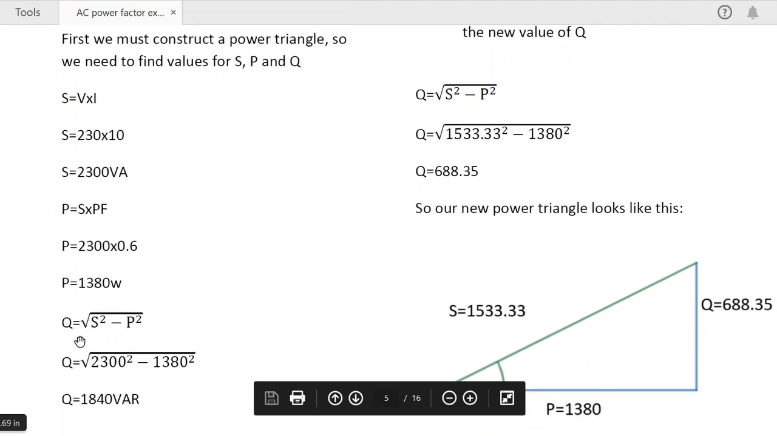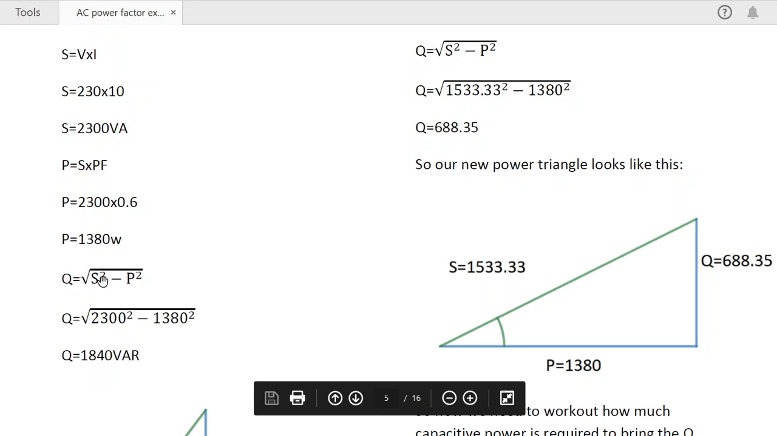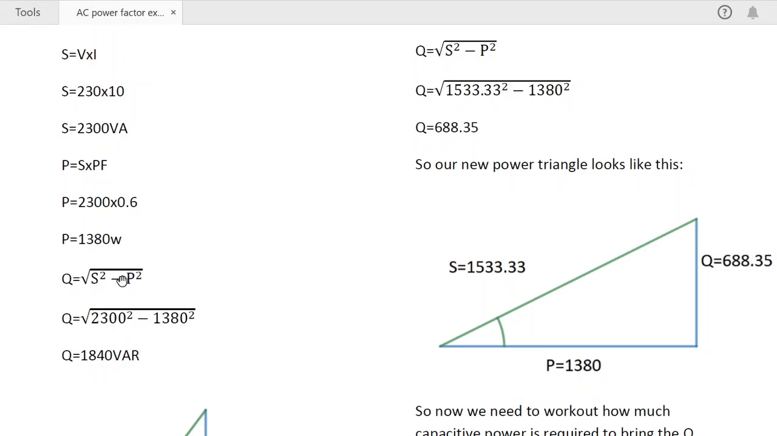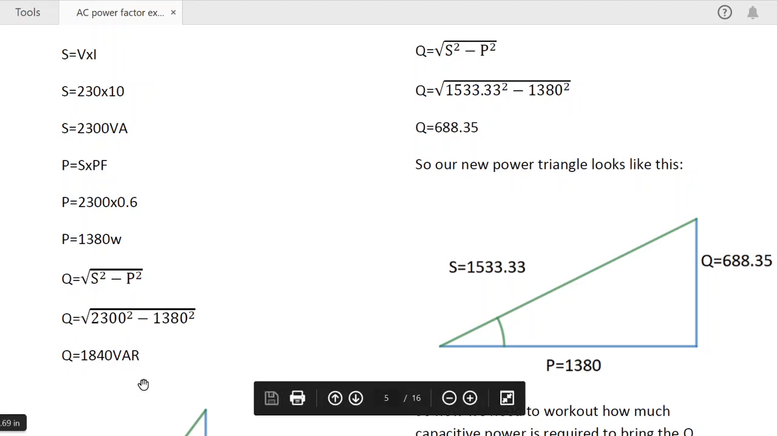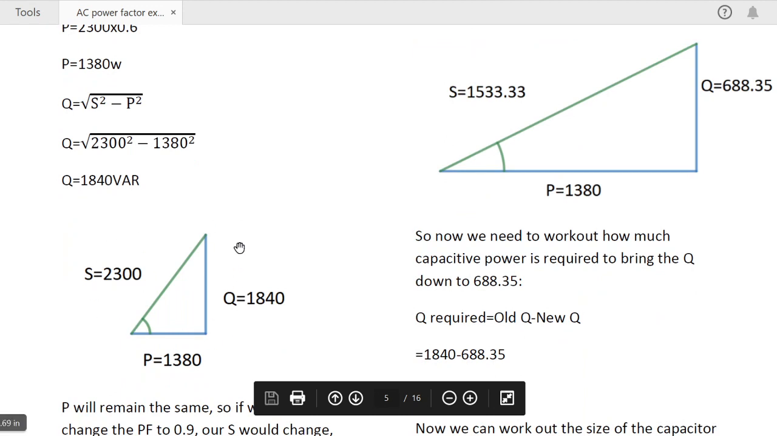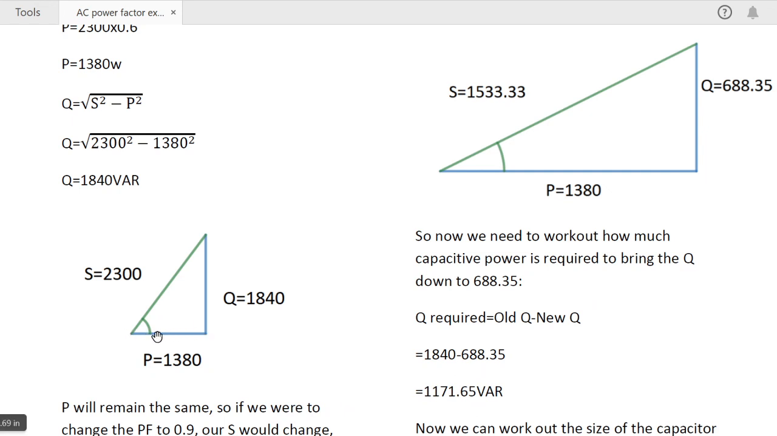And then to work out Q, again, pretty straightforward. We can use Pythagoras, S squared minus P squared. So that's our hypotenuse and our adjacent side, or the horizontal side. That gives us a value for Q of 1,840 volt amps reactive. And here's our power triangle. Note this is a pretty poor power triangle because my true power at the bottom, that's the power I'm using, 1,380 watts, is pretty small compared to the 2,300 volt amps apparent power, because that Q is so high.